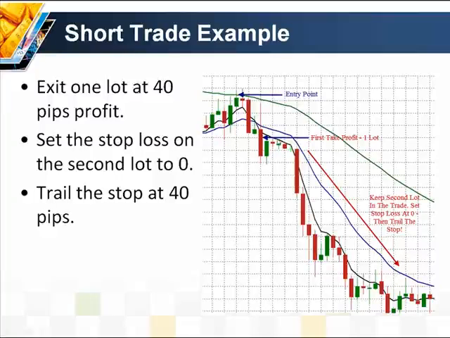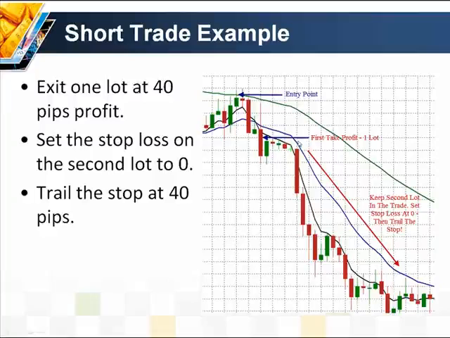At that point, we keep our second lot in the trade. We set our stop loss to 0 for the second lot, so we set it to the break-even point. So our stop loss would be moved up to here for the second lot. And we continue to trail our stop at 40 pips behind until the stop loss is hit. So in this case, the trade would have continued in our favor.